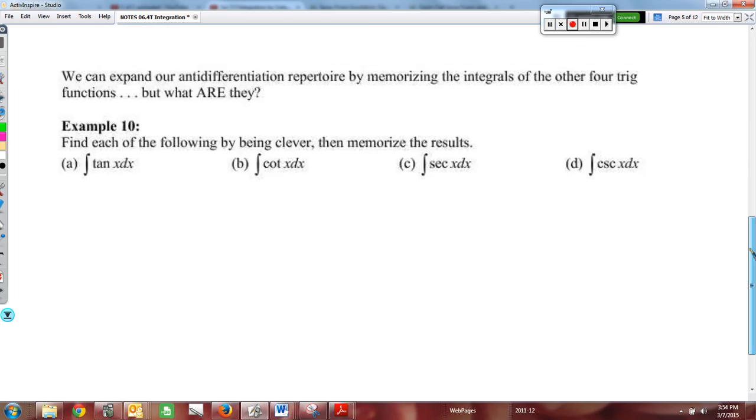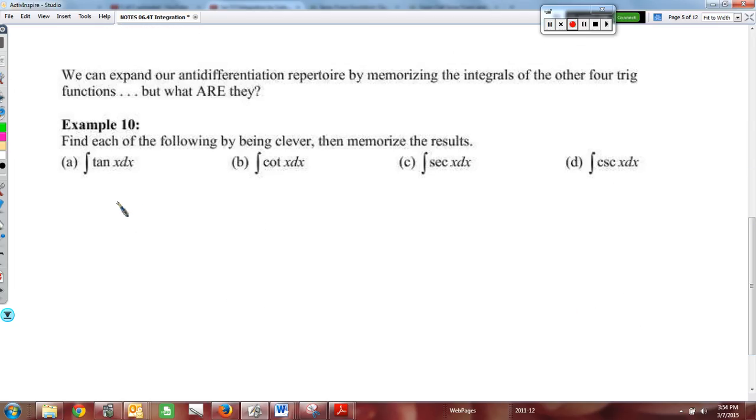Now I'm going to show you how we're using u substitution to work our way back. We're going to be a little clever about it, but essentially at the end you're just going to need to memorize these as rules as well. So if I was going to integrate tangent of x, my clever trick is to rewrite this as sine of x over cosine of x dx. And when I do that, I am going to let u equal the denominator. Okay, we'll talk about why in a second.